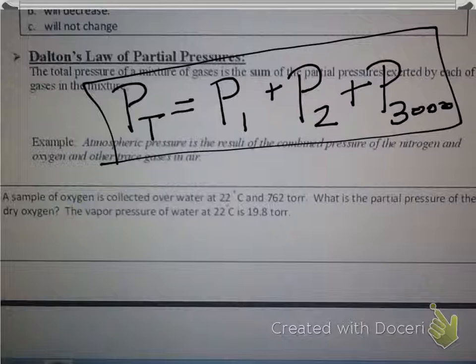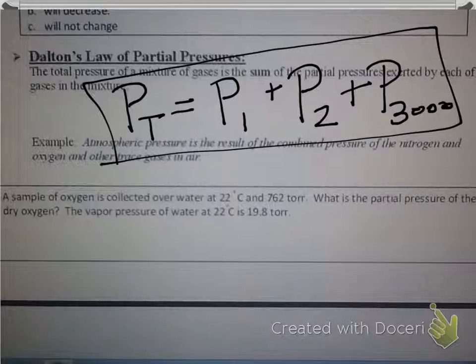So let's do an example. The example here says a sample of oxygen is collected over water at 22 degrees Celsius in 762 torr. What is the partial pressure of the dry oxygen? The vapor pressure of water, this is the pressure of the water over the water, is 19.8 torr. Alright, now hopefully you already read about this in your book, so I'm not going to explain this example to you because there's a whole section in your book that explains what's going on here.